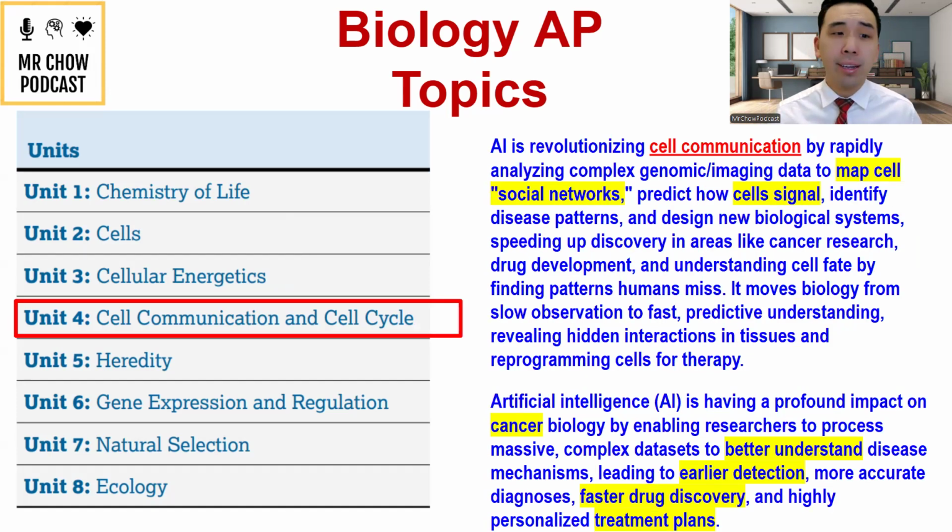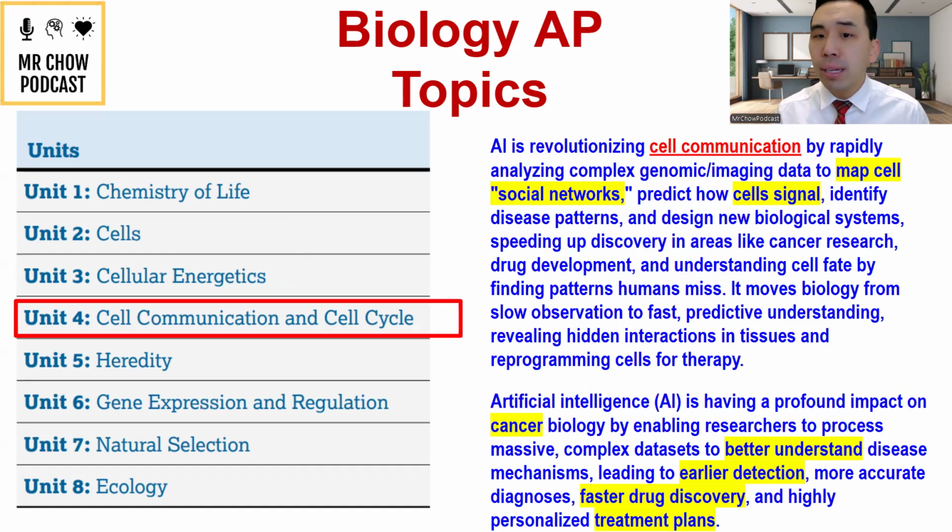This is very interesting. Look at Unit 4, cell communication, the cell cycle, and mitosis. AI is revolutionizing cell communication by rapidly analyzing complex genomic and imaging data, mapping cell social networks. We can predict how cells signal. We can look at cancer research.